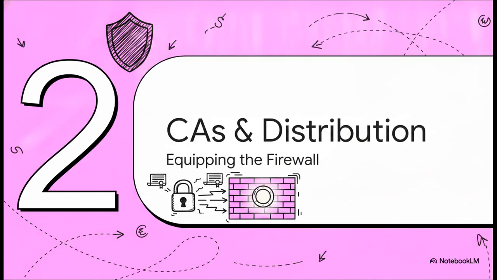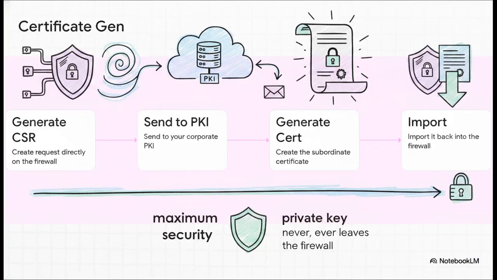Moving on to Section 2, CAs and secure distribution. Now that we know what kind of certificate we actually need, let's figure out exactly how we equip our invisible security guard, the firewall, with the right credentials. Here is the completely foolproof sequence you need to follow.